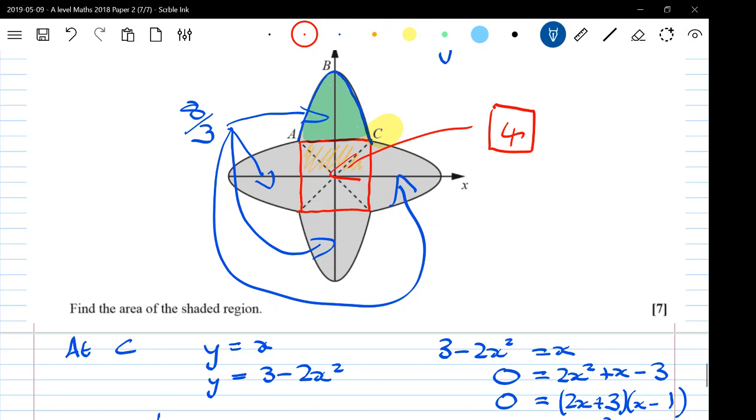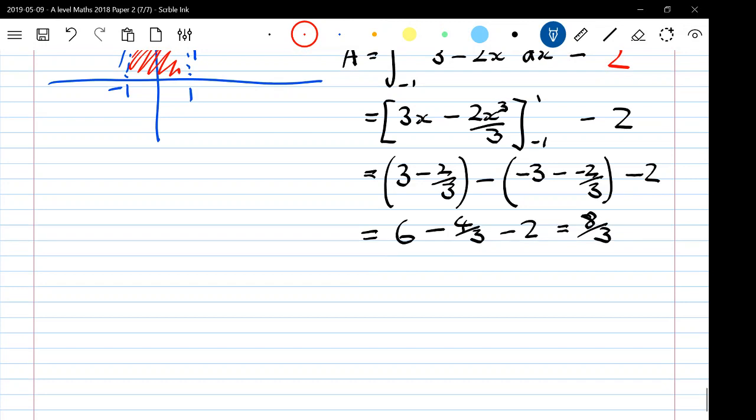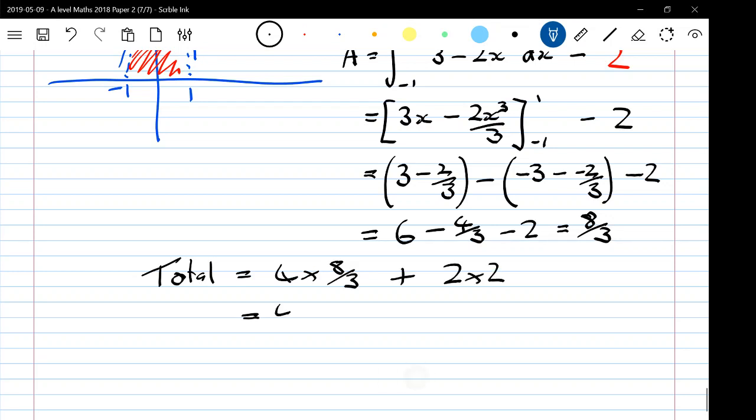So if I put all of that together, my total area is 4 lots of the 8/3 plus the 2 by 2 square, and that gives me 44/3 as my grand total of the area. And that's maths. It was just about breaking it down into smaller bits, wasn't it?